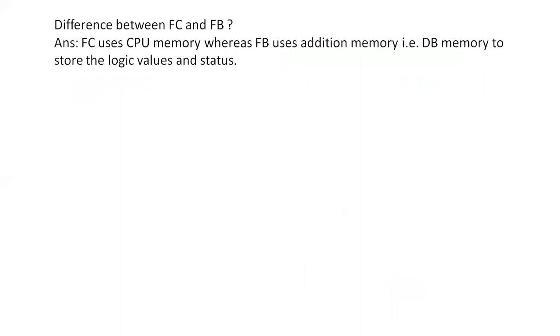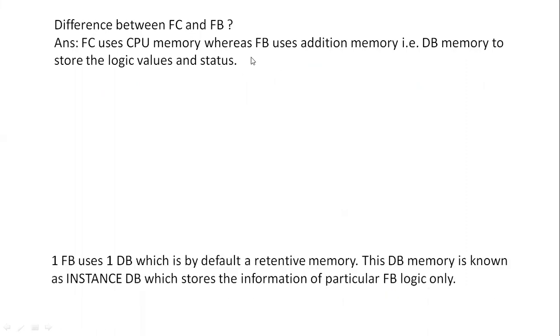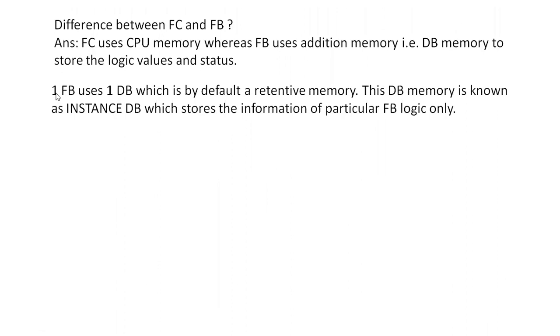As you can see here, the difference between FC and FB: FC uses CPU memory, whereas FB uses additional memory, that is DB memory, to store the logic values and status. Next, one FB uses one DB, which is by default a retentive memory. This DB memory is known as instance DB. It stores the information of that particular FB logic only.